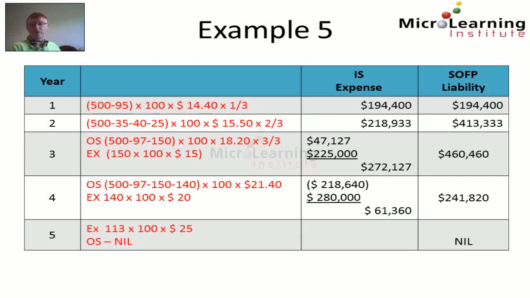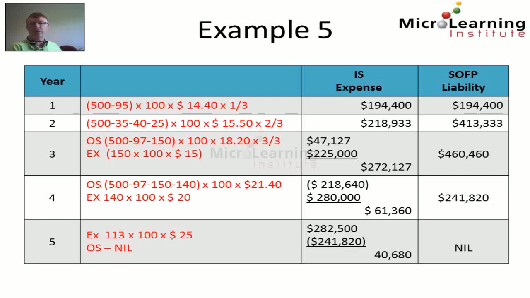Finally, in year 5, we want to finish with a statement of financial position liability of 0. The SARs that were exercised, which is 113 employees, gave us an expense of $282. We need to eliminate the outstanding liability from the year end year 4 because we want to reduce our liability to 0. So consequently, the net income statement expense that's recognized in year 5 is $40,680.